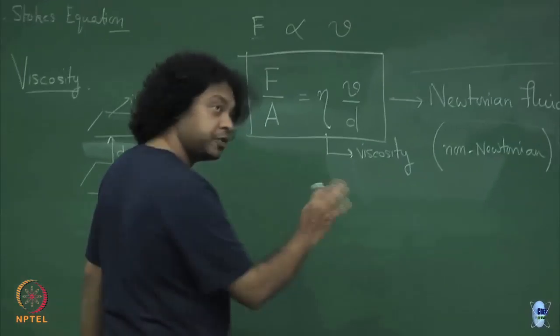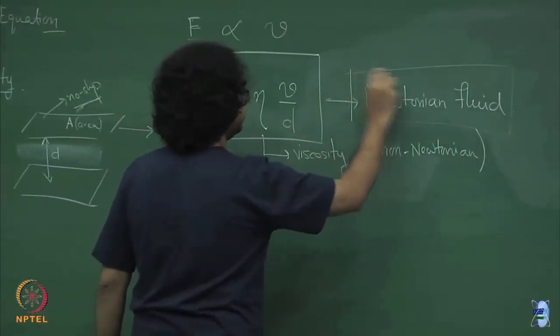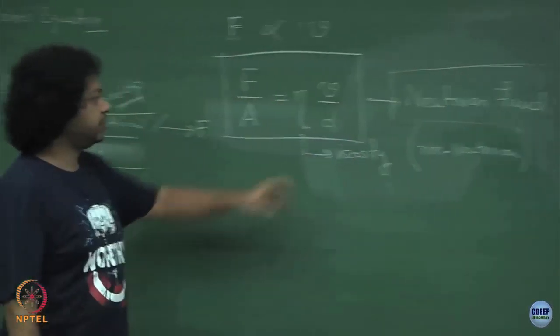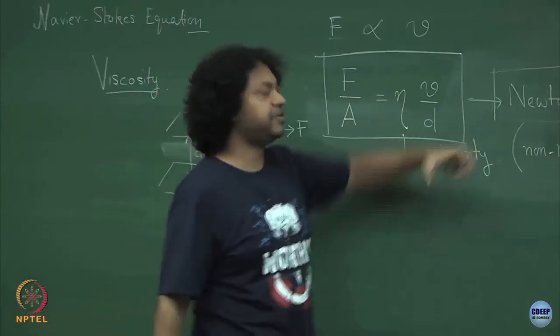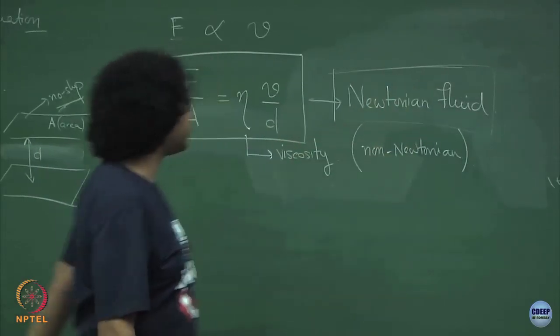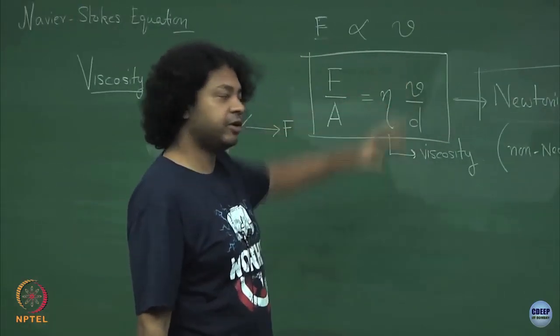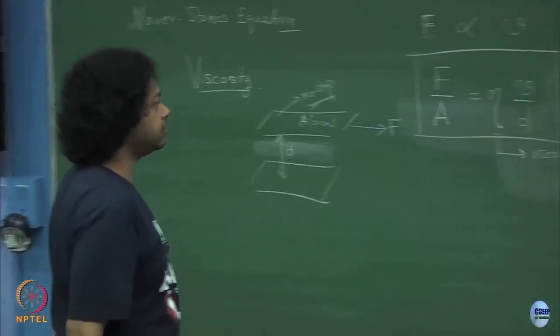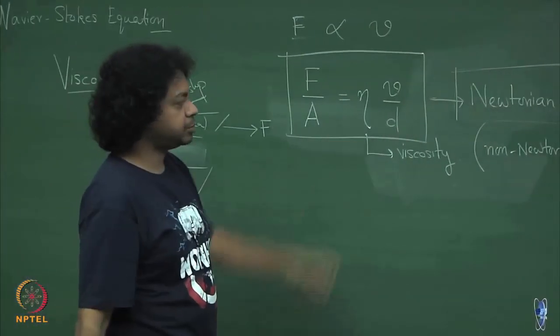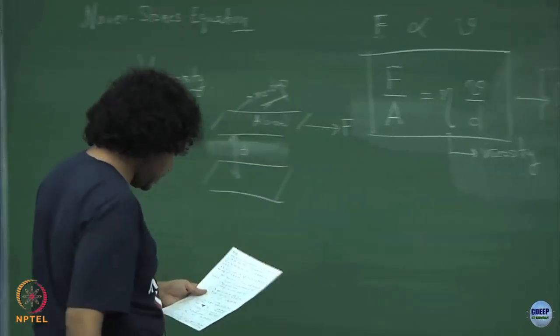All right. So, we will stick to Newtonian fluids for the time being. This equation by itself defines for me what a Newtonian fluid is. Any fluid which obeys this sort of a relation, the force is proportional to the velocity with this constant of proportionality, is what I will call a Newtonian fluid.